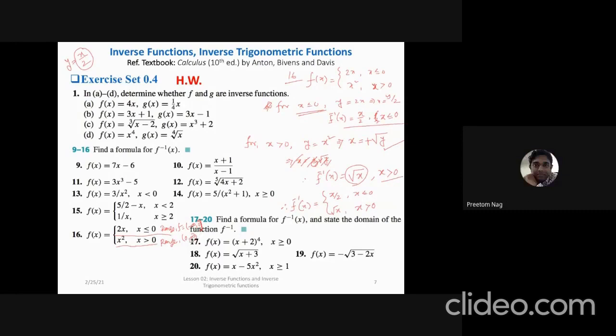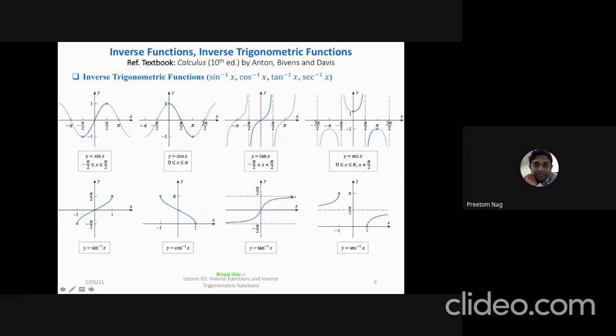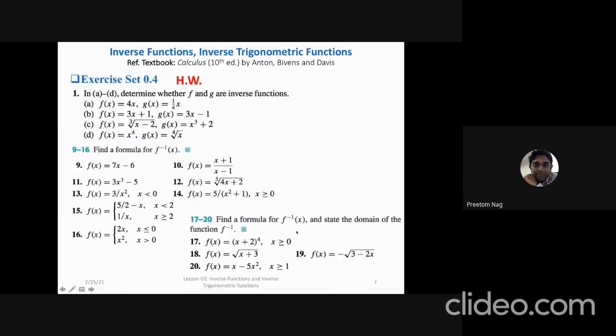Next, you mentioned question 17. What will be the domain of 17? Sorry, the domain is already given as x greater than or equal to 0, so let's find the range. What will be the range for 17? The range will be 16 to infinity. If x is 0 then 16. If x is infinity then infinity to the power 4 is infinity, so it will be 16 to infinity. That is the range.